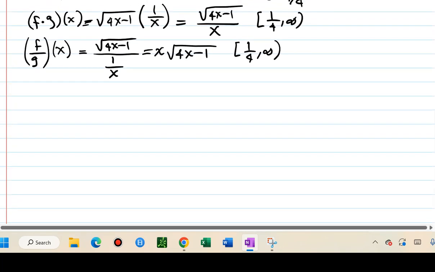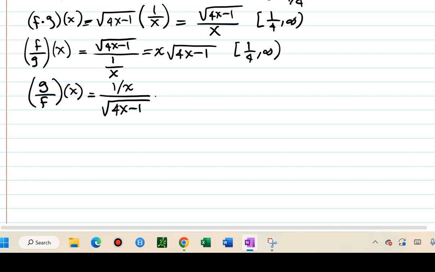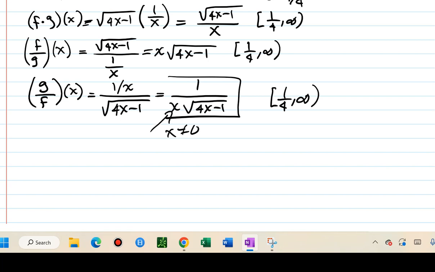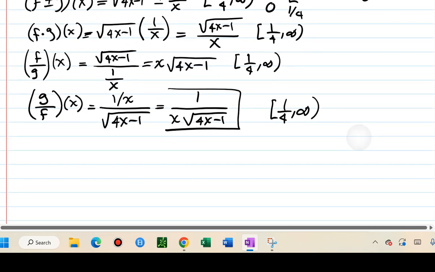All right, now let me show you just g over f. This is what I was saying. To do g over f, you do 1 over x divided by the square root of 4x minus 1. And this time, multiplying top and bottom by x, you get 1 over 4x minus 1. Look at this one. Again, the denominator has to be 1/4 to infinity. We know x cannot be 0, but see, 0 is already not in that interval. We don't need to account for it separately. Right? And there we have it.